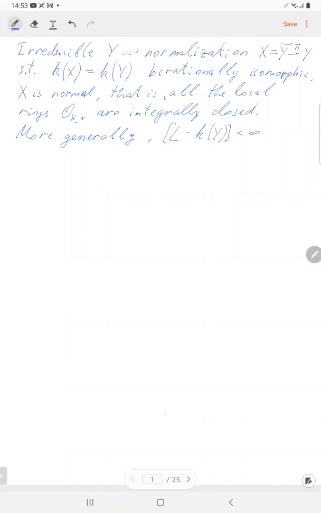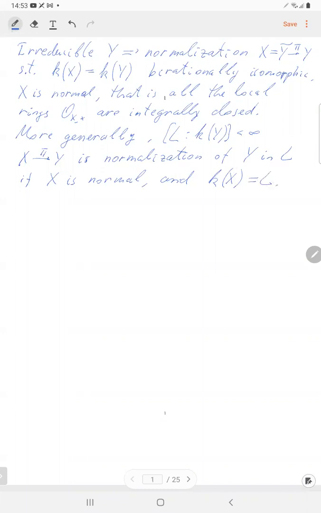There is a finite extension of the field of rational functions, and then X is a normalization of Y in this field extension if, again, X is normal, but now the field of rational functions on X is this field extension L. Okay, and now we're going to construct those normalizations.